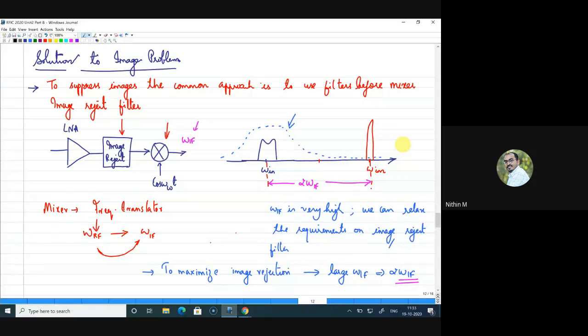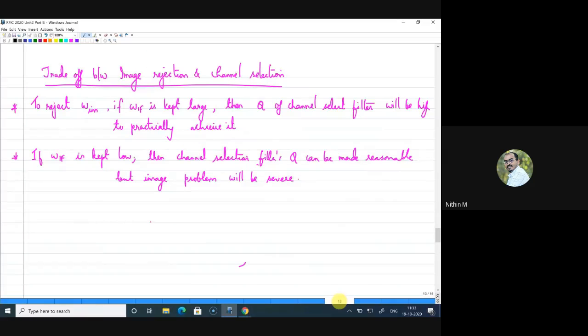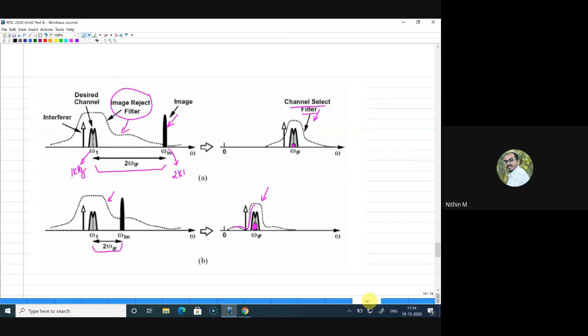But this in turn was posing another challenge to the idea of heterodyning itself. The whole idea of this heterodyning or mixing process is to do channel selection. Now if I keep omega IF so large, that will not help in channel selection at all. So we saw that there is a trade-off between image rejection and channel selection.